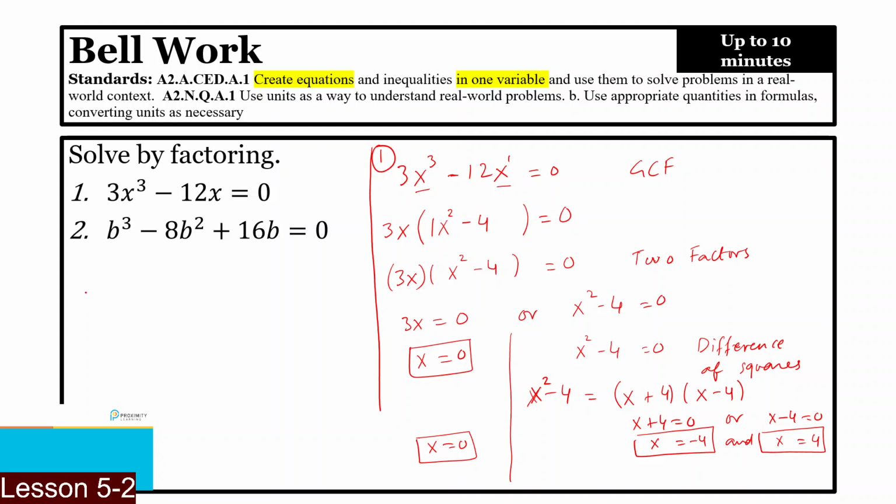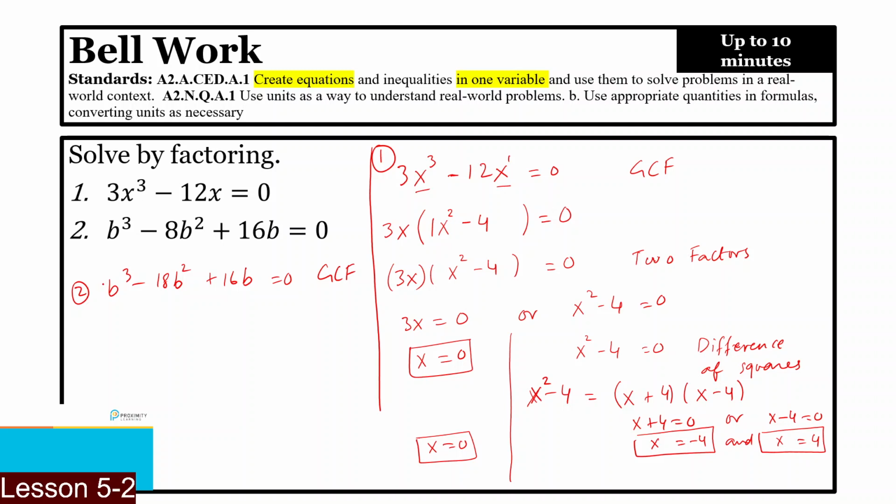For number 2, again we're going to ask ourselves, what is it that we can do here? We have b cubed minus 18b squared plus 16b equals 0. Is there anything that's common between each term? Yes, b. So we're going to do the greatest common factor. What can we take out?